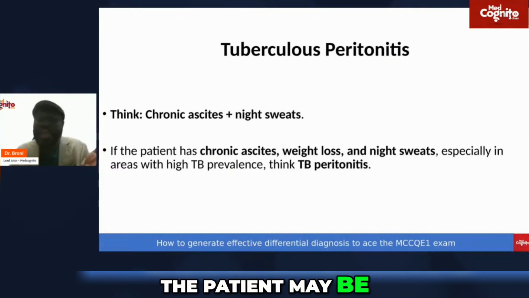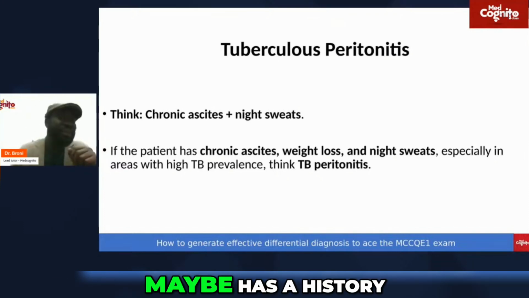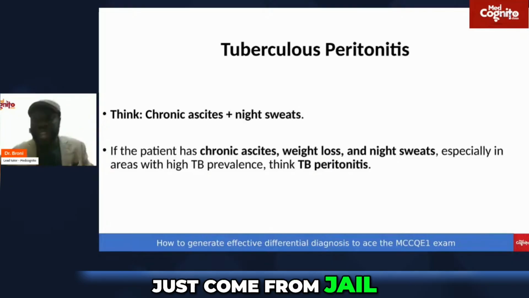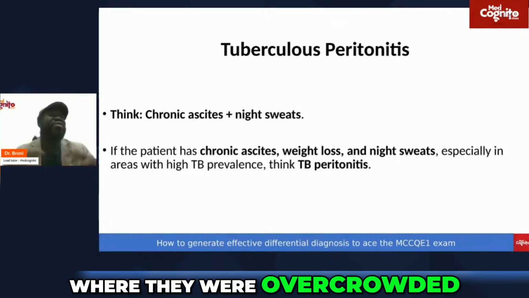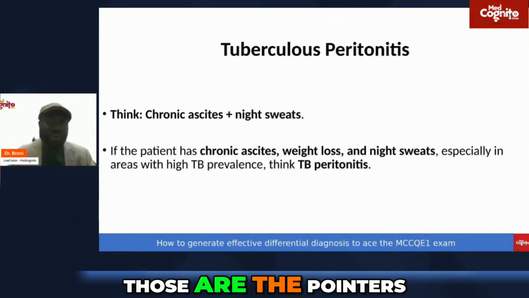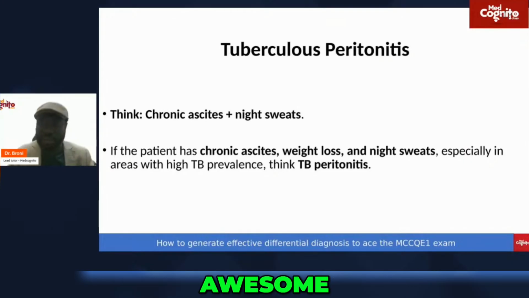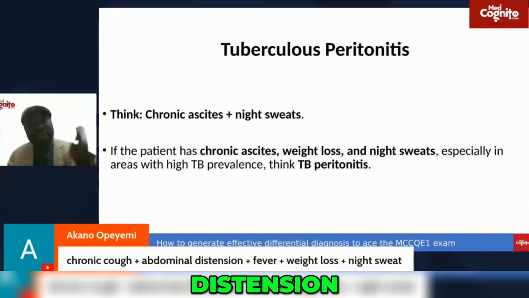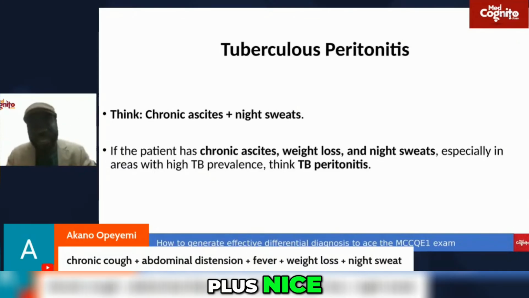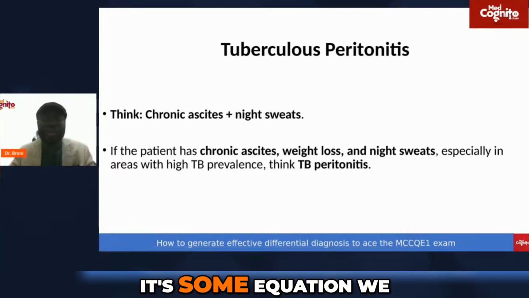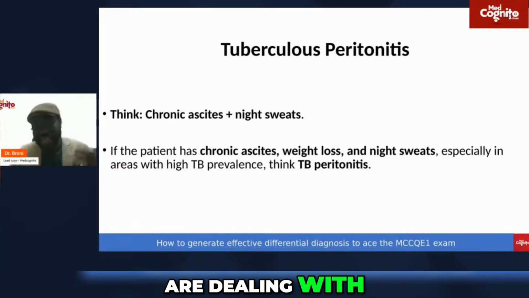The patient may be presented as an immunosuppressed patient, maybe has a history of HIV, or the patient has just come from jail where they were overcrowded. Those are the pointers. Awesome. Someone says chronic cough with abdominal distension plus fever plus weight loss. Nice. I'm very happy that now we are dealing with medicine like it's an equation. I really like that.